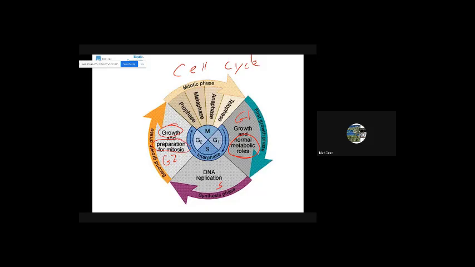And then the cell enters into mitosis, or meiosis if we're talking about germ cells. And we go through the major stages of mitosis. Right in here would be cytokinesis, where the cytoplasm is divided. Remember, mitosis and meiosis are types of nuclear division. They divide up the genetic material, and then cytokinesis actually divides the cell in half.